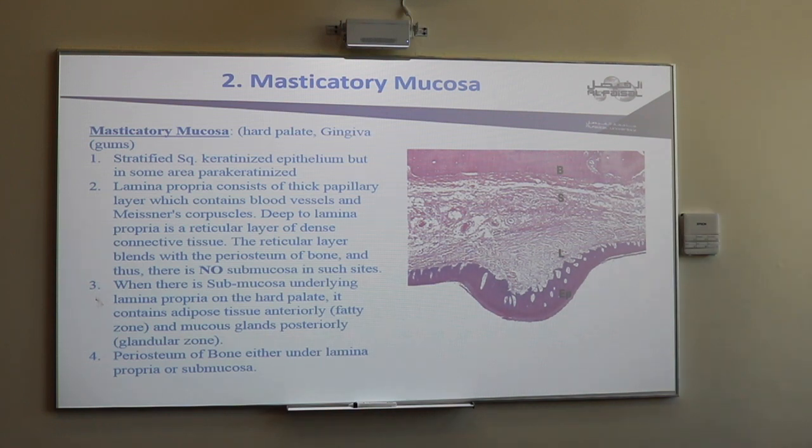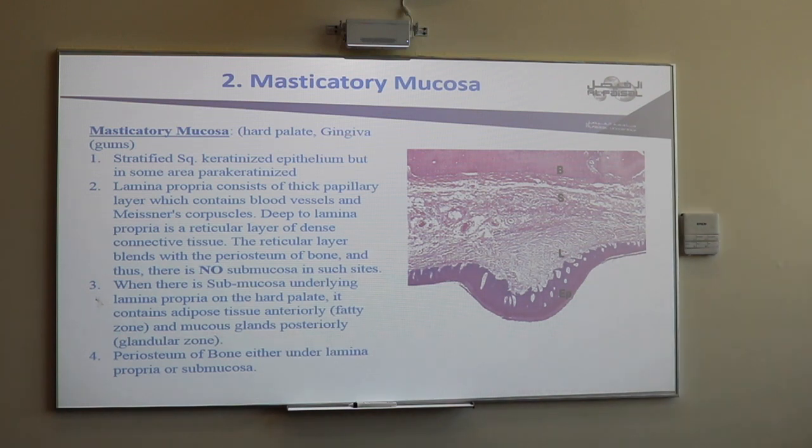So this is about the masticatory mucosa. Masticatory mucosa is the name given to the oral mucosa. I am repeating oral mucosa hundreds of times, don't get confused. It's simply an arrangement of two layers. Masticatory, where it lies on the harder surfaces.